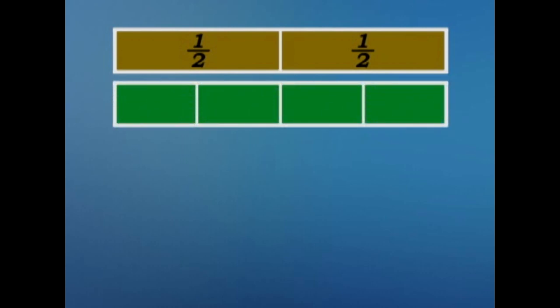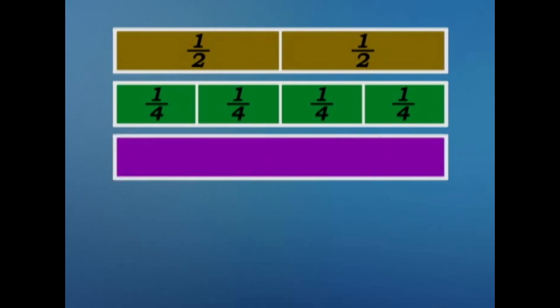Look at these two. This block is divided into two equal halves. The halves are the same size. This block is divided into four equal parts. When you have four equal parts, you call them quarters. Now if we look at the two blocks together, you'll see that 1/2 is the same size as 2 quarters. So you can say 1/2 and 2 quarters are equivalent fractions. They're the same.